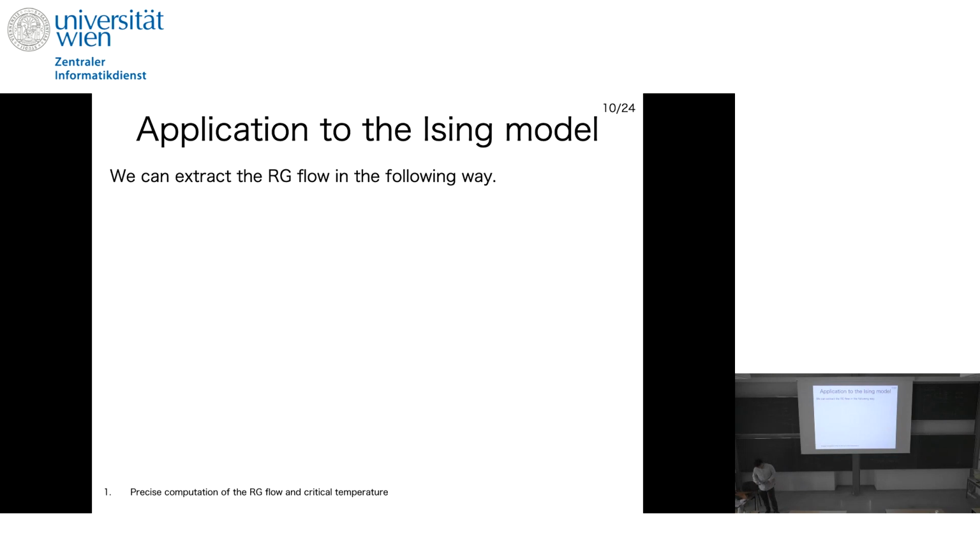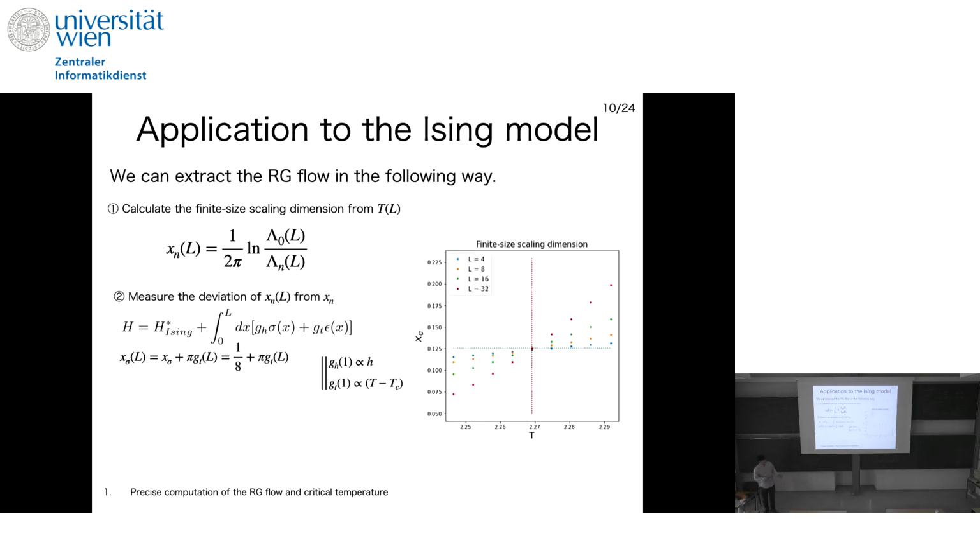So I'll repeat the same procedure. We can calculate the RG flow as follows. First, you calculate the finite size scaling dimension from the ratio of the finite size tensor. And you plot it just like this. And you measure the difference from the CFT value. Then voila, you have GT, just the subtraction.